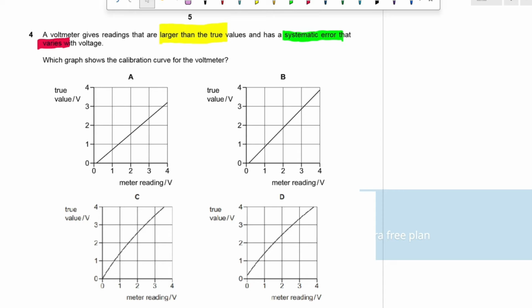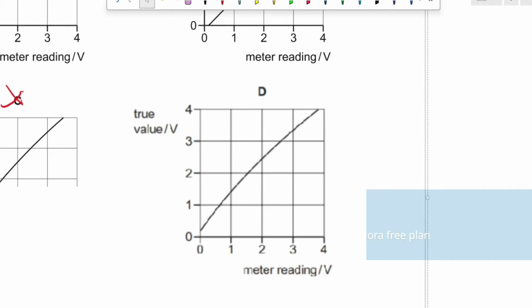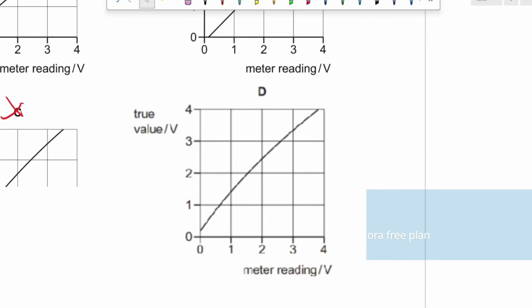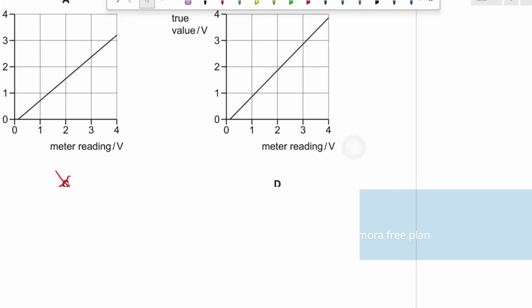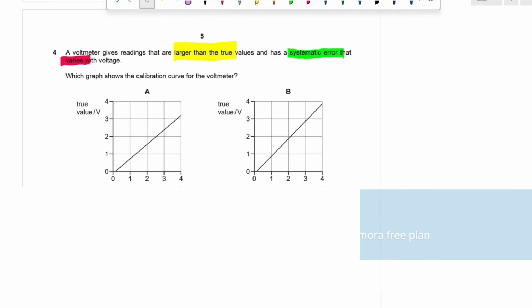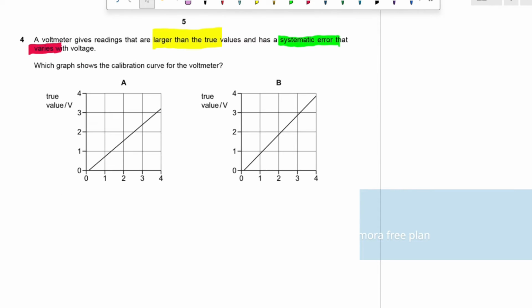Then if you look at D, we're told that the readings are larger than the true value. If you zoom in and analyze the situation, we have a specific value of the meter reading, but look at the actual voltmeter reading. The true value is actually higher than the meter reading, and that's wrong, because the question is telling me that the meter reading must actually be larger than the true value, meaning that D is going to be wrong.